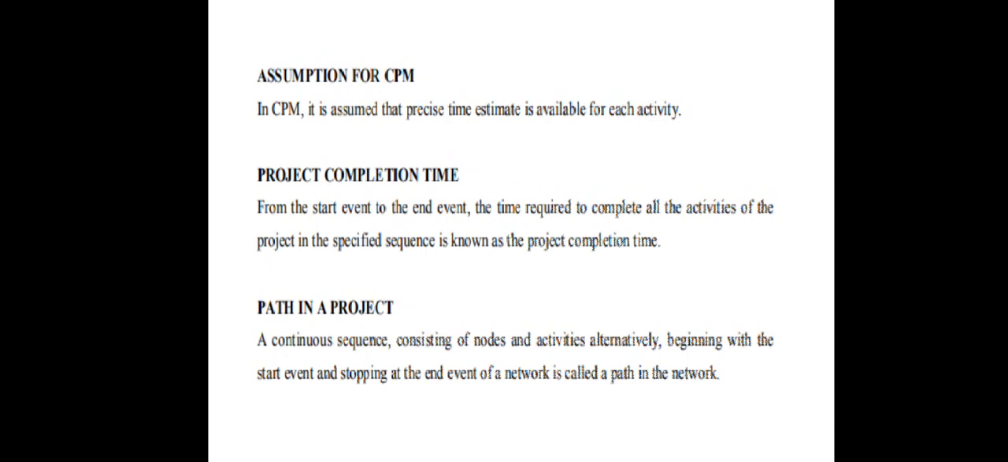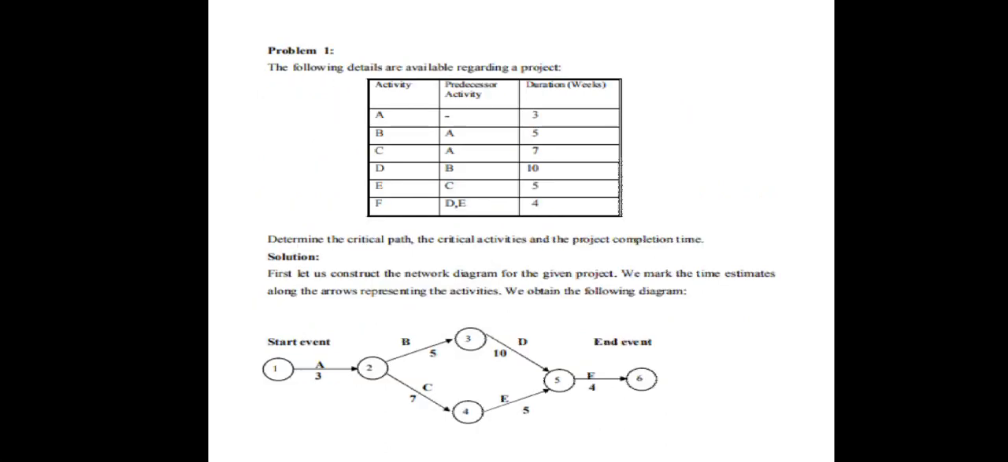The next one, path in a project. What is a path in a project? It is a continuous sequence consisting of nodes and activities alternatively, beginning with the start event and stopping at the end event of a network. It is called a path in the network. These terminologies we have already discussed: what is a node, what is an activity, what is a start event, what is an end event, and so on. Now let us proceed to solving the problems under CPM.